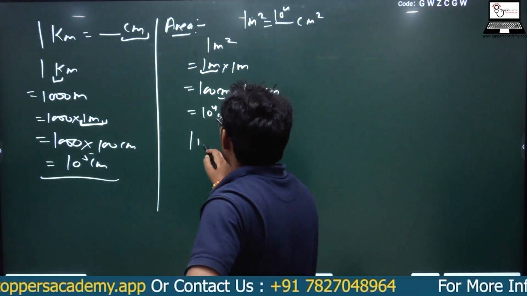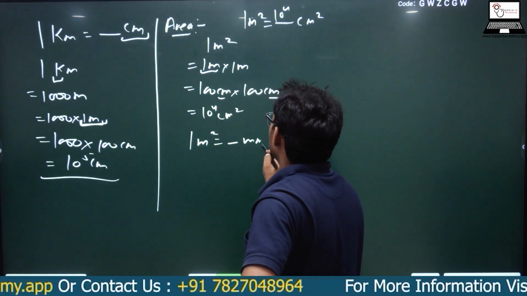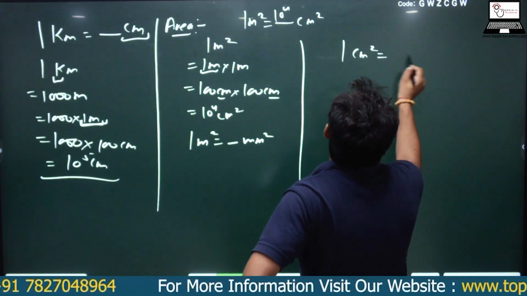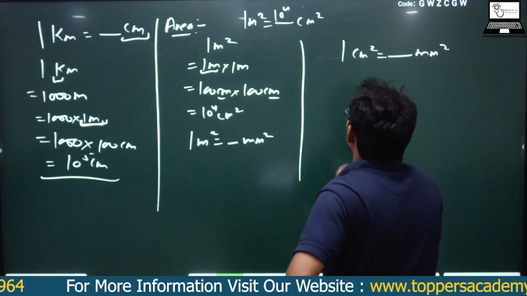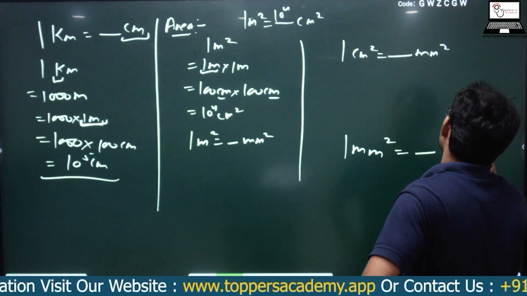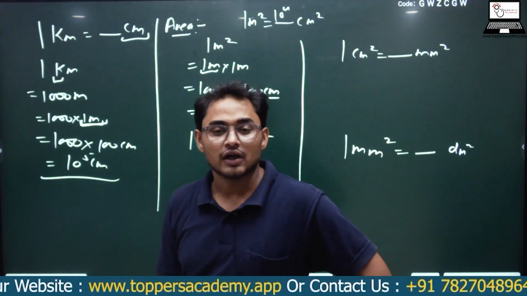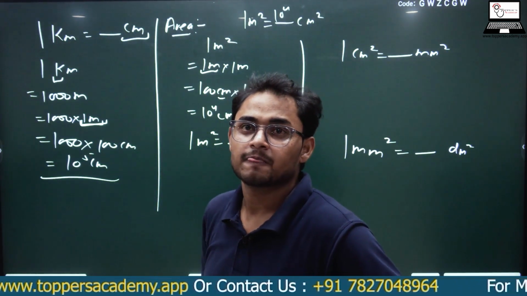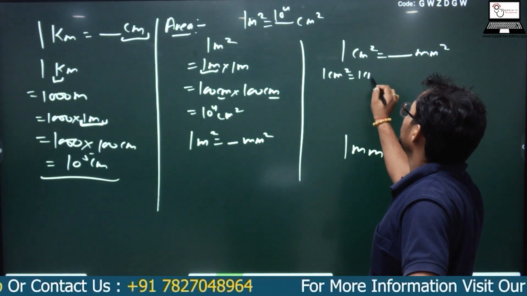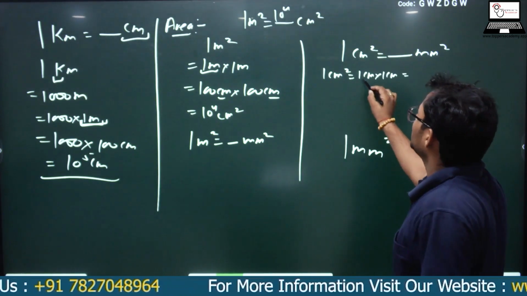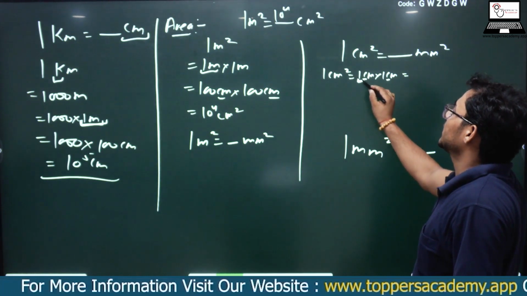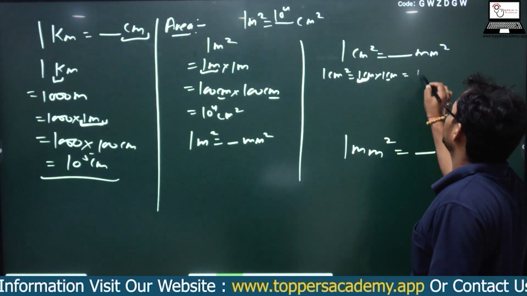Suppose 1 meter square is equal to how many millimeter square? You can solve by your own. Now the question is that 1 centimeter square is equal to how many millimeter square? This is the question. Now listen, please be very careful, right? So in place of 1 centimeter square, I am going to write 1 centimeter into 1 centimeter. And in place of centi, I know that the meaning of centi is 10 to power minus 2, and there will be no effect by multiplying by 1. So in place of centi, I am going to write 10 to power minus 2.